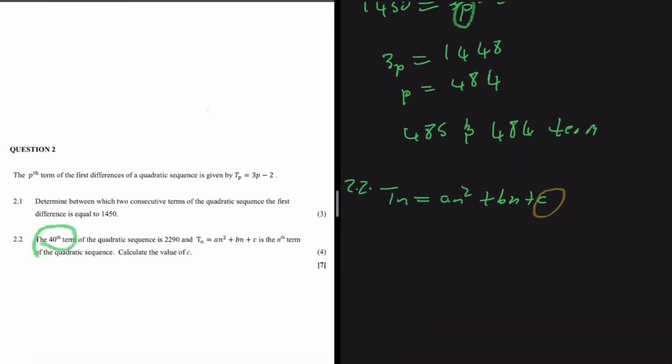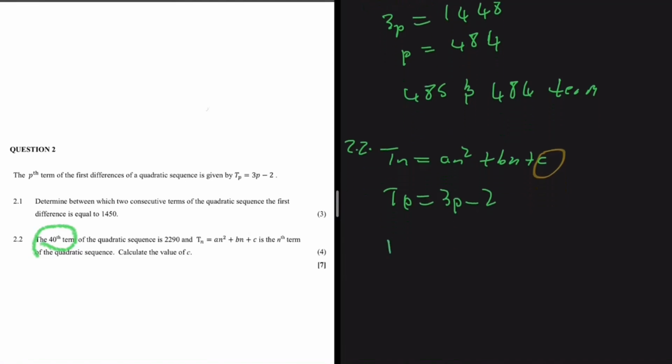Because we know fully well that Tp is equal to 3p minus 2. So the first term, in place of p, we put 1, right? So we have 3 minus 2, which is 1. And then the second term, we have 3 multiplied by 2, which is 6, minus 2, and that is 4. And then 3 multiplied by 3, that is 9, minus 2, that is 7. Right? And then this is the first difference. Now let's find the second and common difference, right? 4 minus 1, that is 3. 7 minus 4, that is 3.